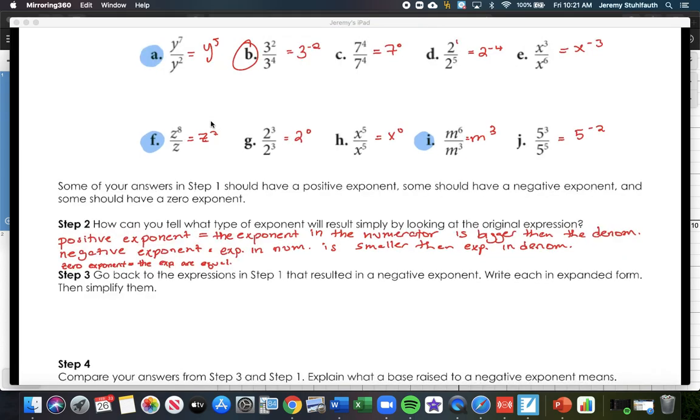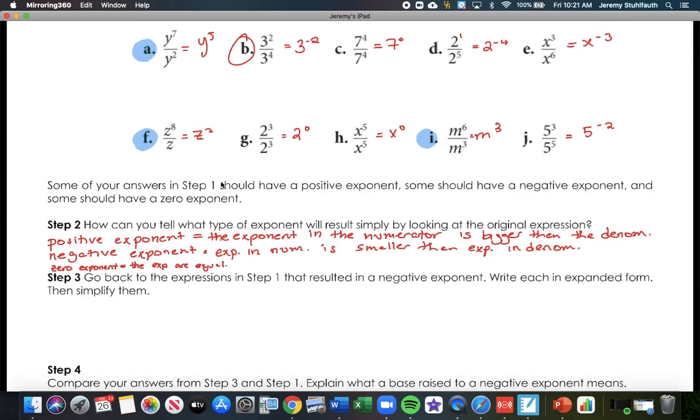There we go. So again, a positive exponent shows up when the exponent in the numerator is bigger than the exponent in the denominator. A negative exponent is when the exponent in the numerator is smaller than the exponent in the denominator. And finally, you get a 0 as your exponent when the exponents are equal.